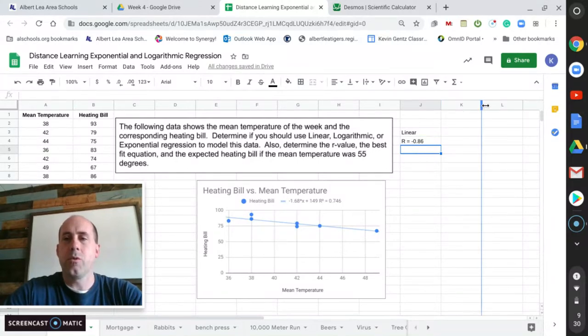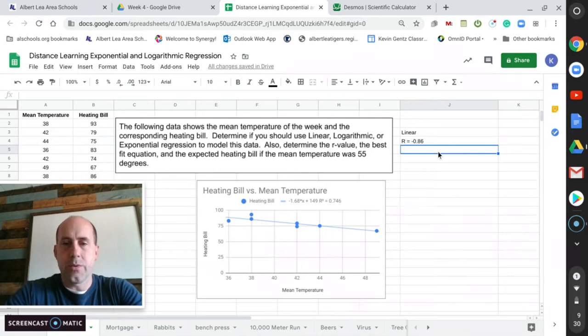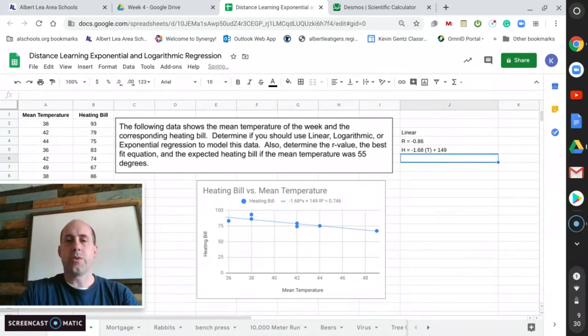It says after the R value, the best fit line equation. I'm going to make a little bit more room here by expanding my cells. So we've got heating bill is equal to negative 1.68 times X. In this case, X is our mean temperature, so I'll use T for temperature, plus 149. So there we have the equation we use for the best fit line.